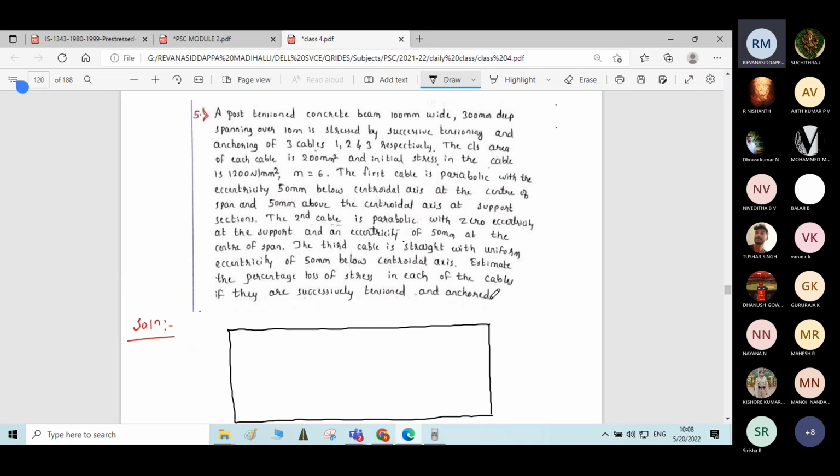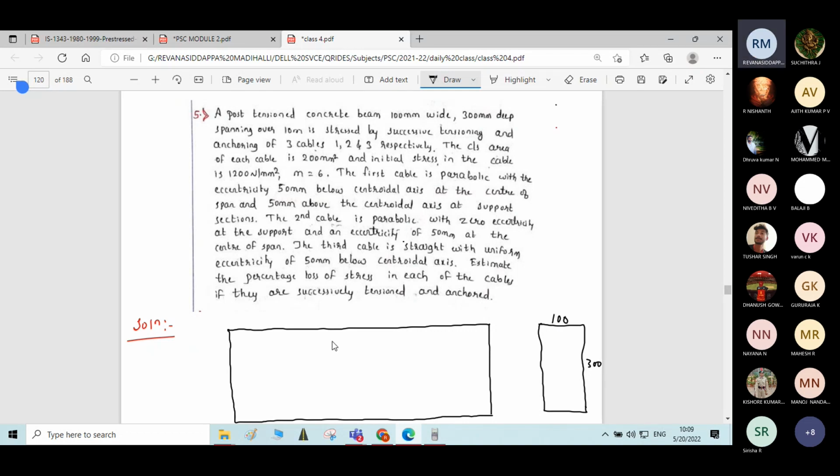Please go through the question. A post-tensioned concrete beam 100 mm wide by 300 mm deep. Write the cross section: 100 mm wide, 300 mm deep.